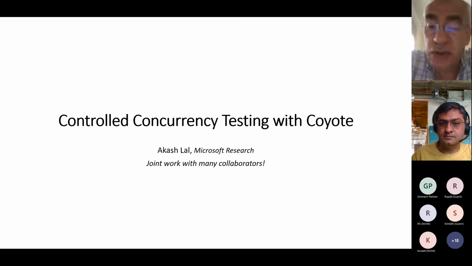So today he's going to talk about one of his works. This is about the Coyote framework, which is used for the verification of distributed systems, especially concurrent distributed systems, and is widely used in many applications at Microsoft and also at Amazon and so on. If I'm not wrong, I let him explain this much better than me.